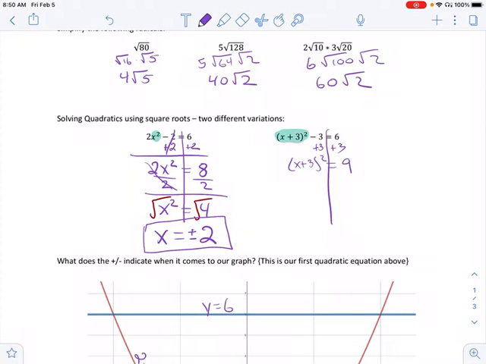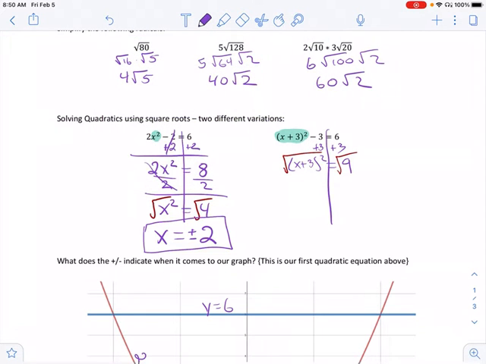And at this point, everything on the left is being squared, so I'm okay to now take my square root of both sides. And we did that same thing on the left. We were able to get all the way down to x squared being the only thing, which was nice. But in this newer problem, x plus 3 is being squared. So I need to wait until this step, and then I'm going to take the square root of both sides.